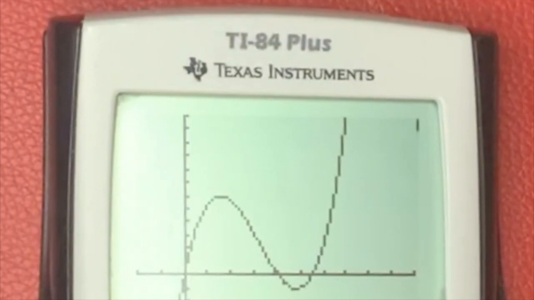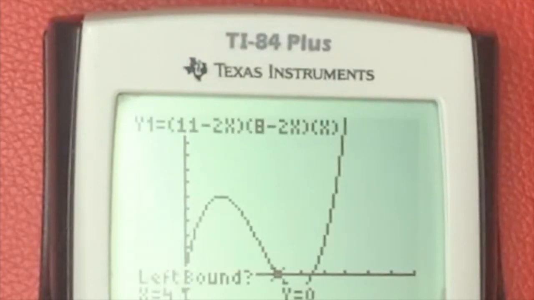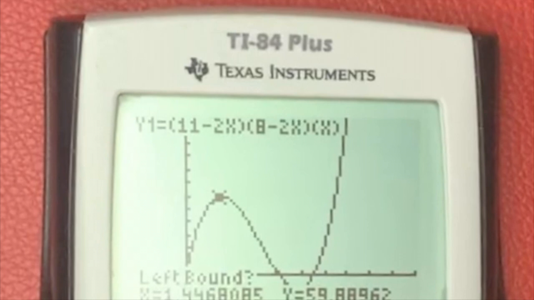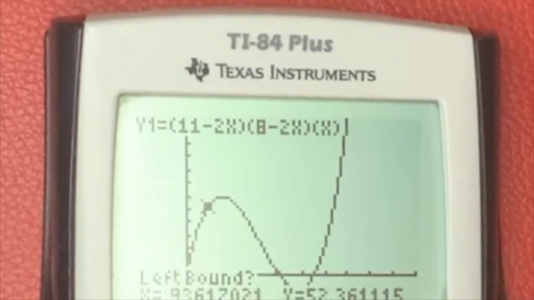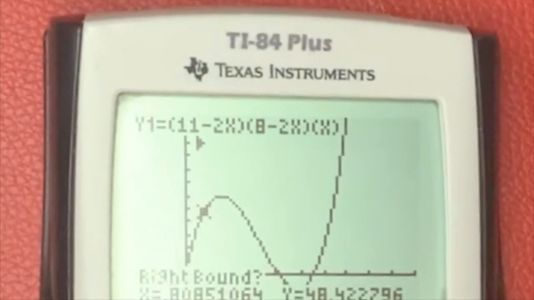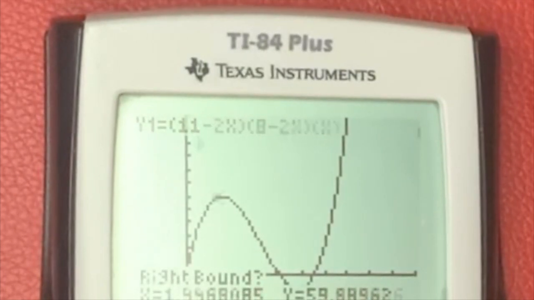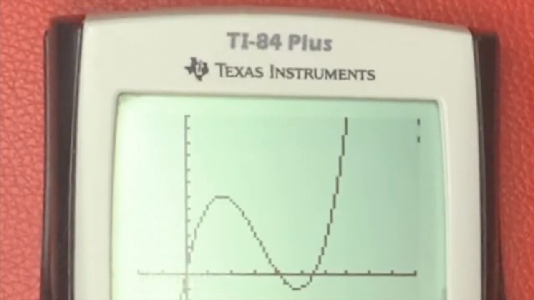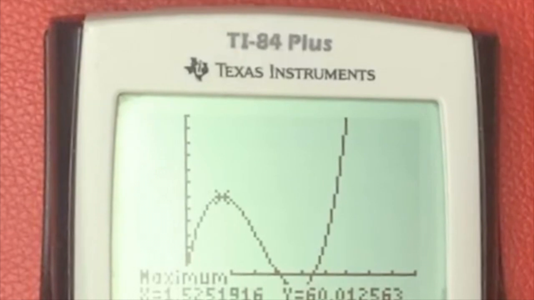Our prompt is asking us for the left bound. All you need to do is move the cursor to the left of the highest point and then click enter. Right bound, move the cursor to the right of the peak and then press enter. Guess, enter. So the output shows the coordinates of x and y of the maximum point. What does this mean?